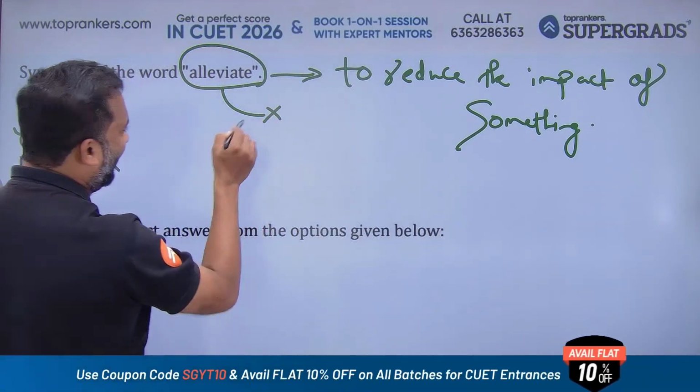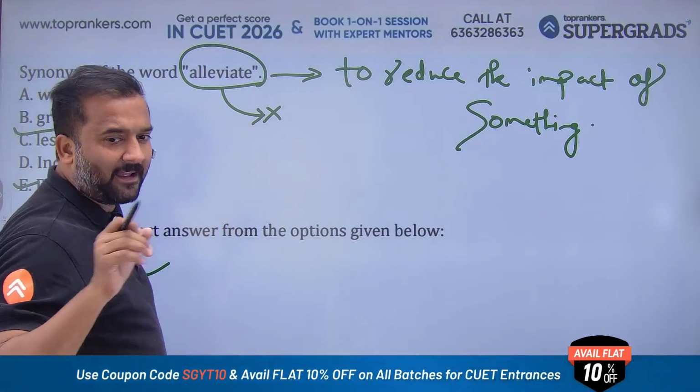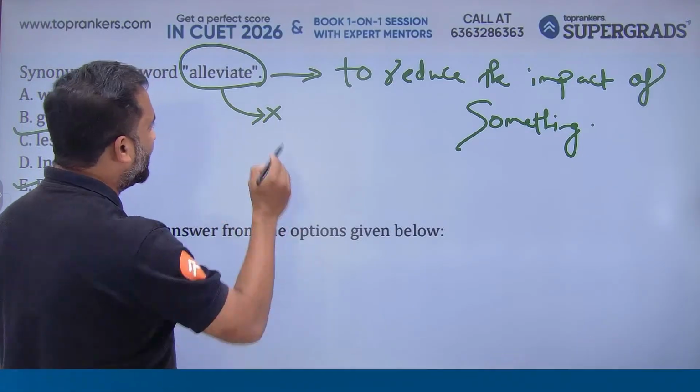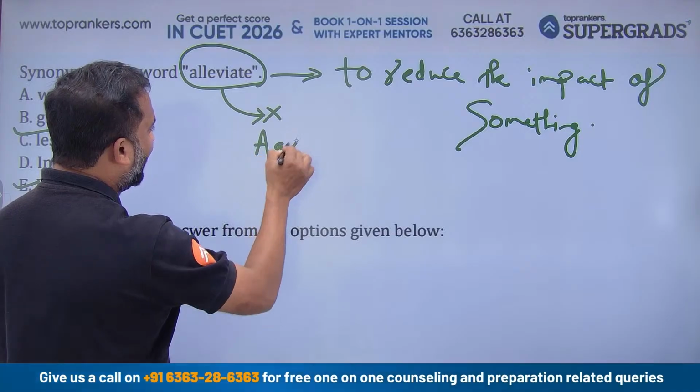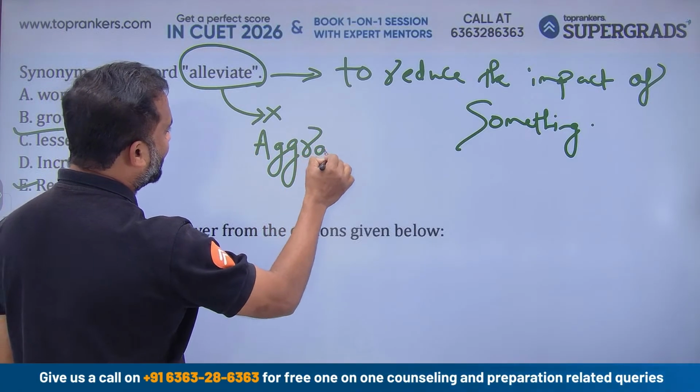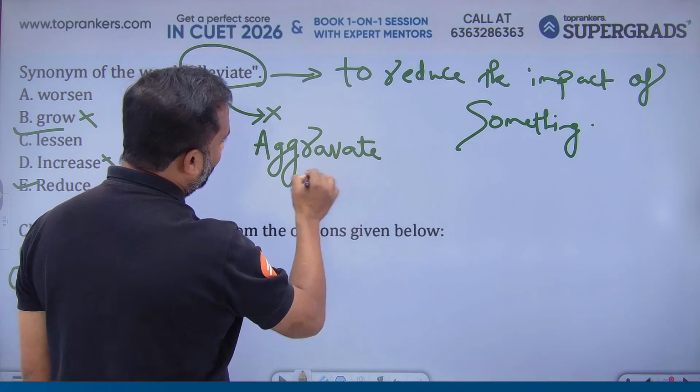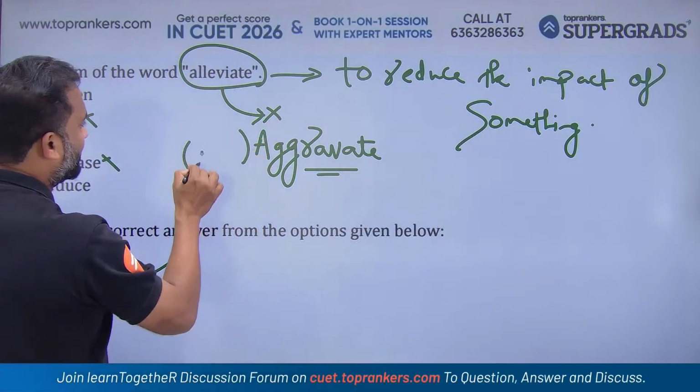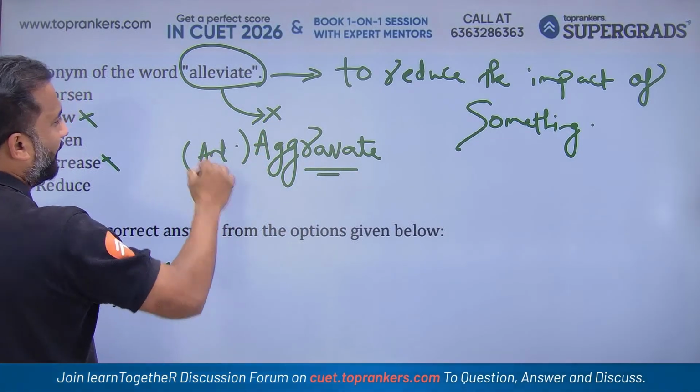If you write an antonym of alleviate, for an antonym I have this habit of making a cross. So to make a situation even worse, that is aggravate. So this is an antonym, students. This is an antonym for the word alleviate.